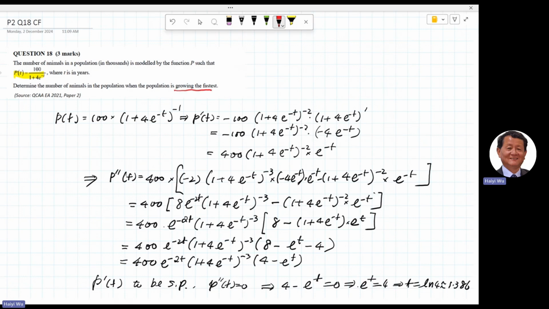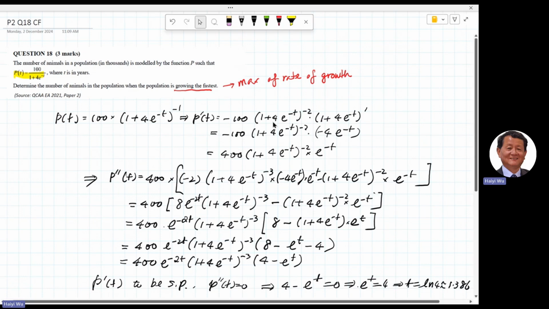Growing the fastest means the maximum of the rate of growth. When you say maximum rate of growth, we need a derivative. I've pre-solved this question because it takes a little bit of writing, so I'm going to show you what I do.